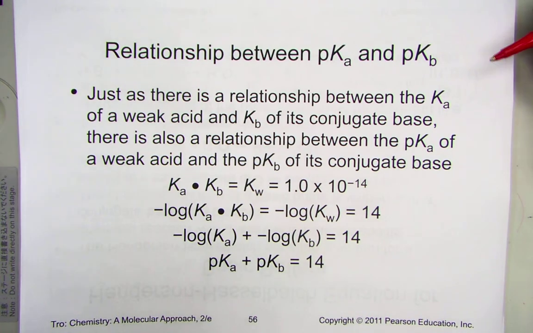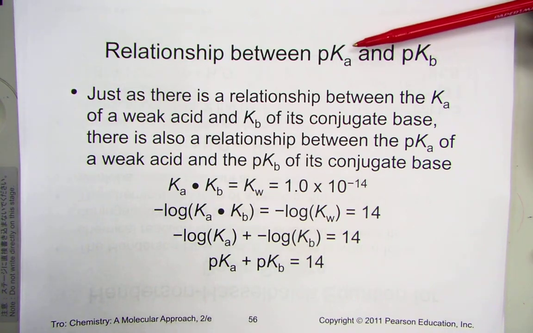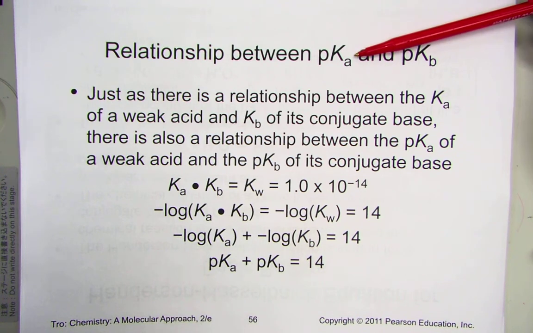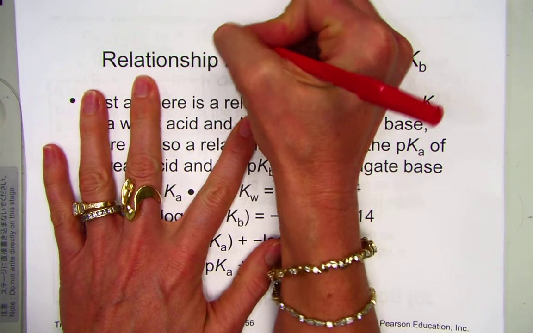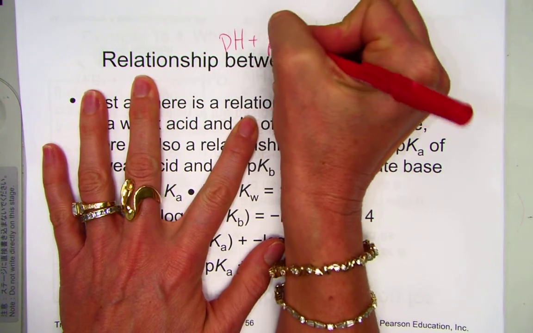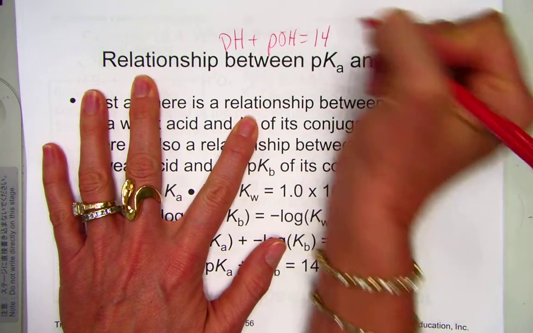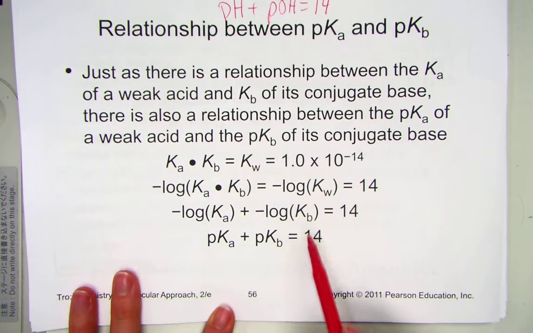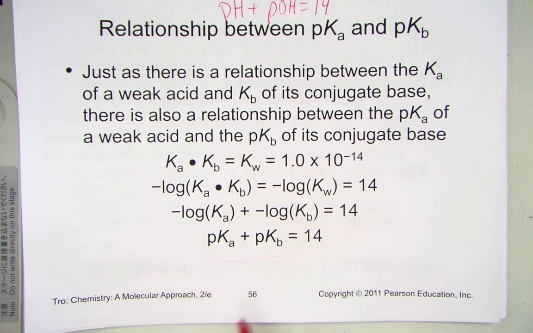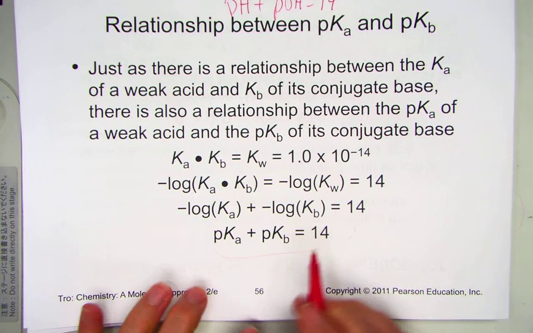If we're working with weak bases in an equilibrium, we're given Kb values. If we're given acids, we're given pKa values. The relationship between those is very similar to pH and pOH. So if we know that pH and pOH added together give the sum of 14, pKa and pKb also give us the sum of 14. So just a little interchange.